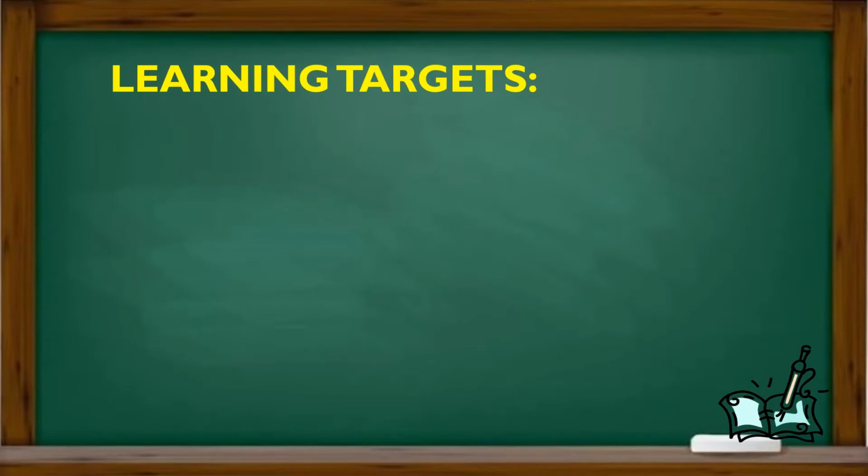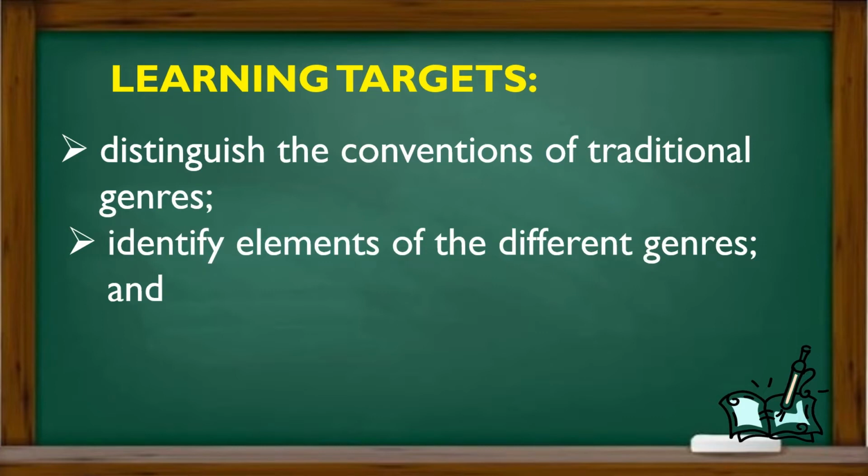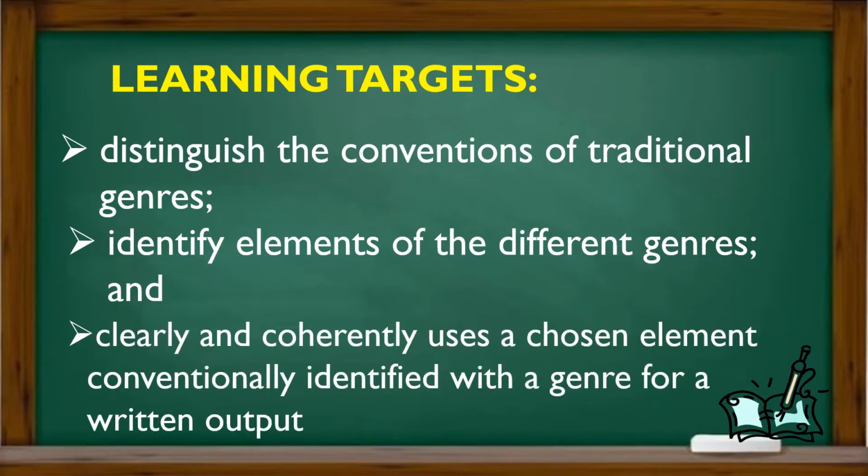And of course, for our learning targets. At the end of the session, you are going to distinguish the conventions of traditional genres. You are going to identify elements of the different genres and clearly and coherently use a chosen element conventionally identified with the genre for a written output.